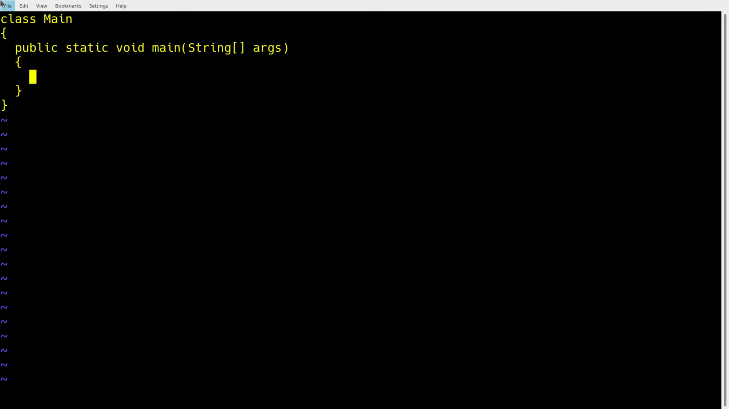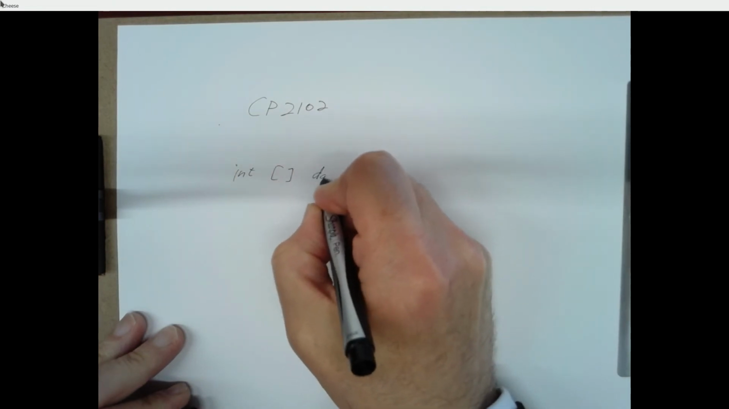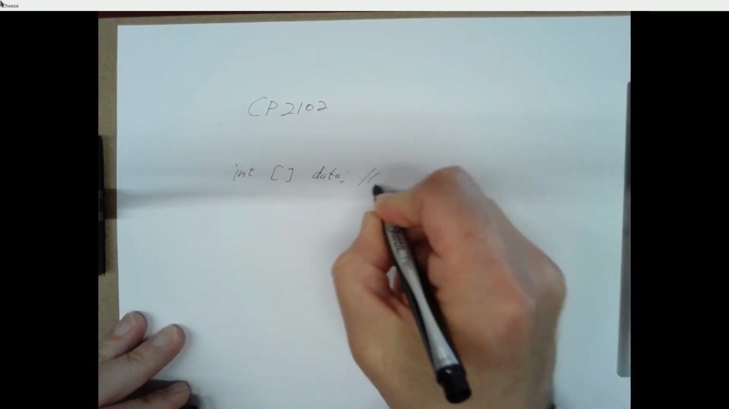All right, so here's our main program, right? And it's got one argument, which is String bracket bracket args. String bracket bracket, that's how we say we want an array of strings. If we say something like int bracket data, that's an array of ints.